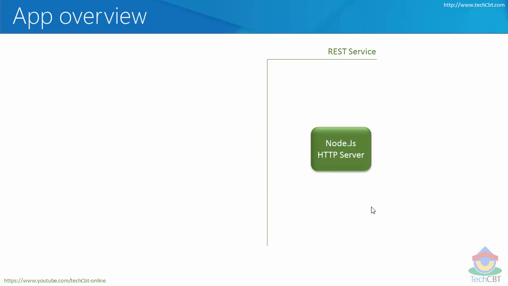The next thing is the app overview. As part of this app overview, we are going to look into how our REST service is going to be developed and what kind of features it is going to support. I am going to develop a REST service using Node.js, and using Node.js, I am going to develop an HTTP server which will be listening for all the requests with respect to the REST principles.